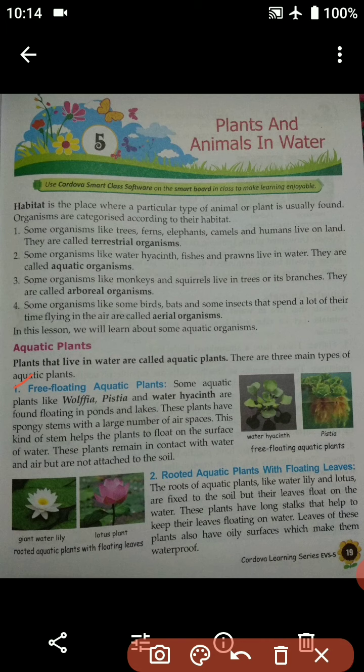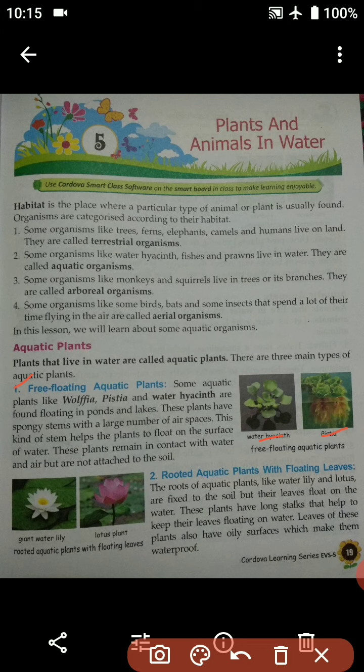Some aquatic plants like Wolfia, Pistia and water hyacinth are found floating in ponds and lakes. Students, free floating means, as the name says, they will freely float in the water. Here you can see water hyacinth and Pistia floating in the water.